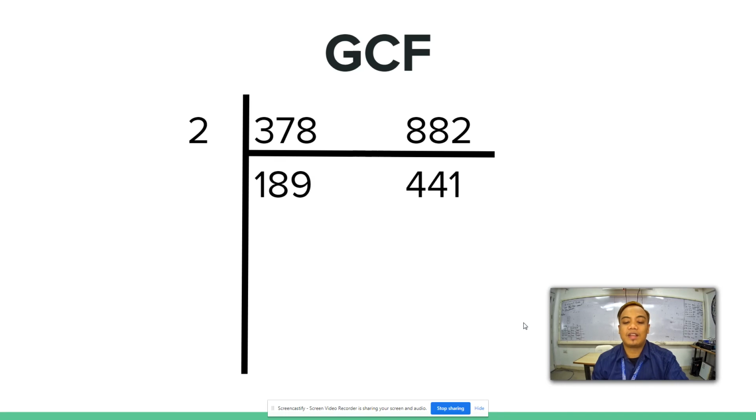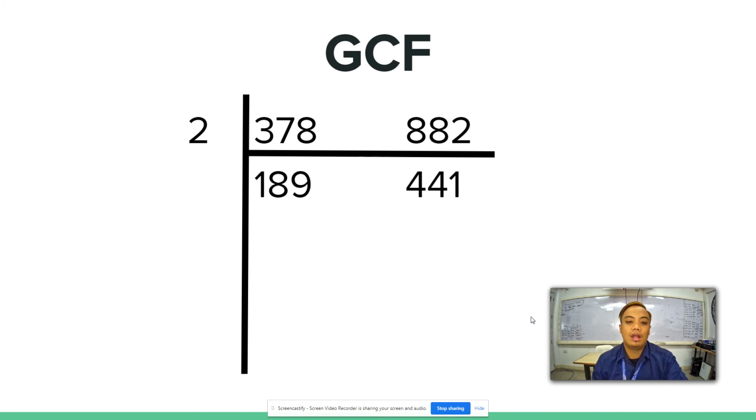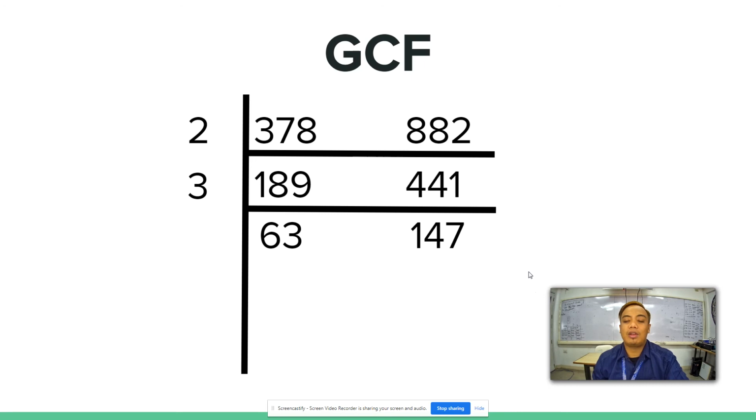So when we divide 378 by 2, we will have 189. And when we divide 882, we will have 441. Remember that we can only divide or use numbers to divide them using prime numbers. Now we can divide 189 and 441 by 3. We will have 63 and 147.